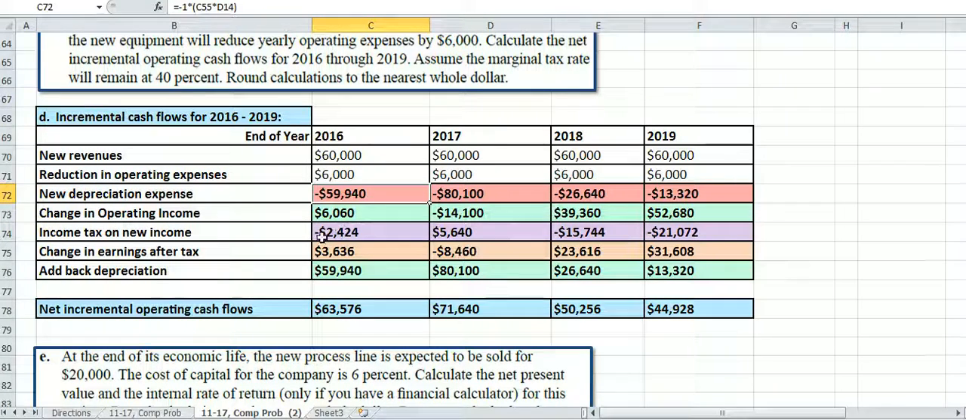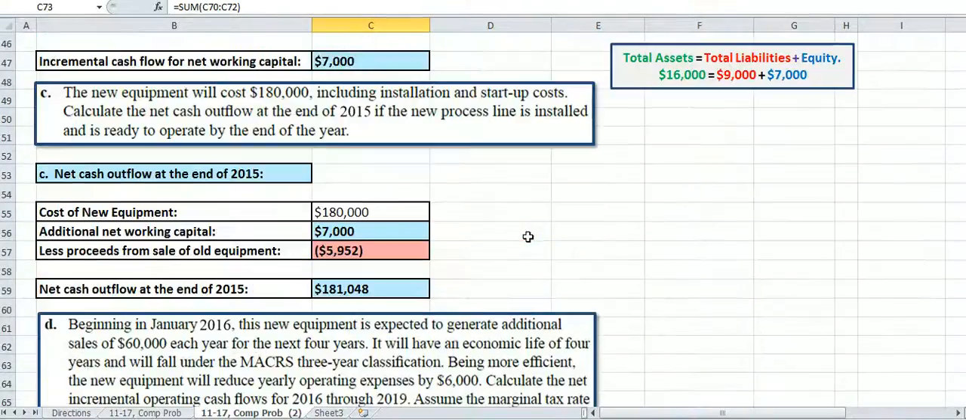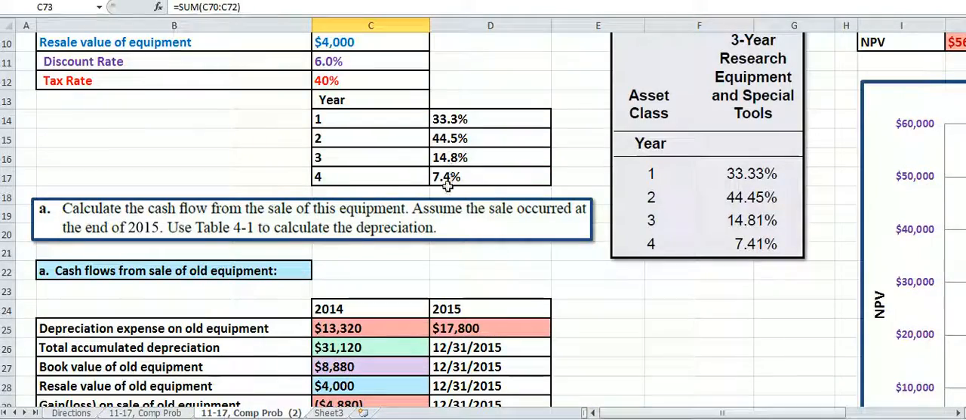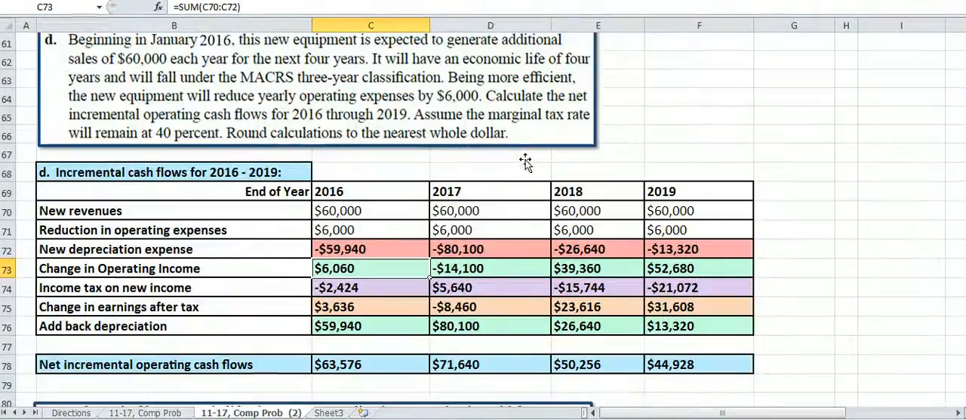Then our change in operating income right here is just simply going to be the sum of these first three right here. As you can see, it's very, very low at the beginning because of our really high new depreciation expense, and then as the percentages up here go down, that's going to make our change in operating income go way up in year 4 here.